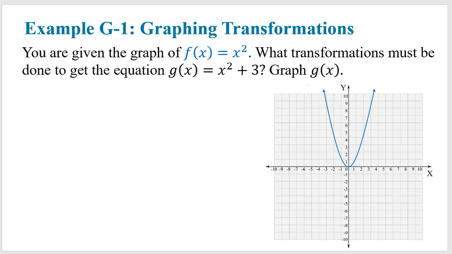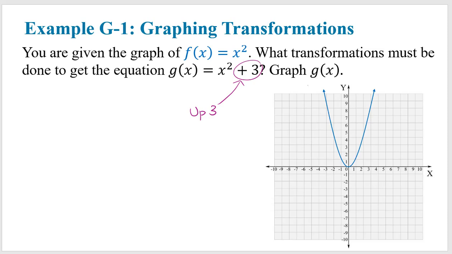All right, so here's our first example. If we are given this graph of f of x equals x squared, what transformations must be done to get the equation g of x equals x squared plus 3? So remember that x squared, that plus 3 right there, because it's outside. Let me use a different color, purple, since the original graph is already in blue. This plus 3 tells me that I am moving the graph up 3 units. I'm doing a vertical shift up 3 units.